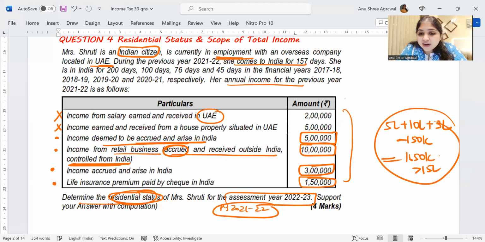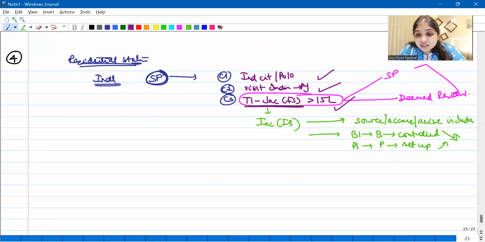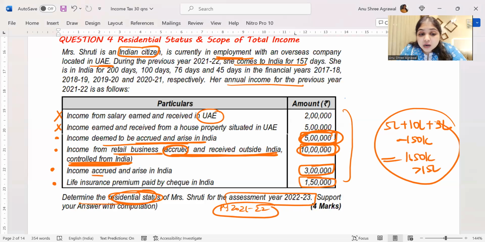Income deemed to accrue and arise in India, this is having a source in India. Income from retail business accrued and received outside India. It is earned and received outside India, but it is controlled from India. So this is not fitting under this point, but it is from a business which is controlled in India. It is fitting under this point. So even this 10 lakh, I will consider. Income accruing in India is obviously income from Indian source. Even this I will consider. I paid LIC premium in India. So even this I will consider.